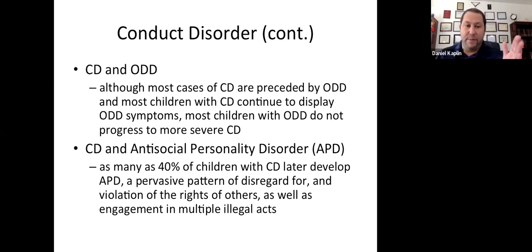And then when we talk about the pathway from conduct disorder to antisocial personality disorder, which I just mentioned, we see about 40% of individuals with conduct disorder develop antisocial personality disorder. And that too is important because not every individual who displays conduct disorder in childhood is going to adopt this personality disorder. Now, what is antisocial personality disorder? This is a more pervasive pattern of disregard for and the violation of the basic rights of others. And more often than not, it includes illegal activities.